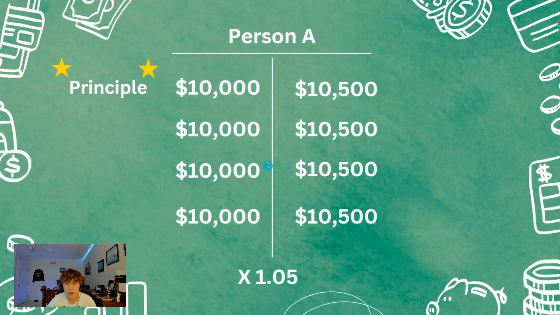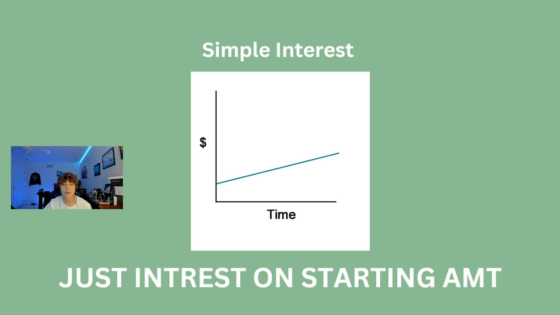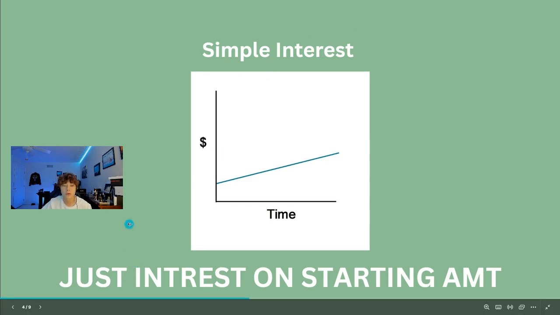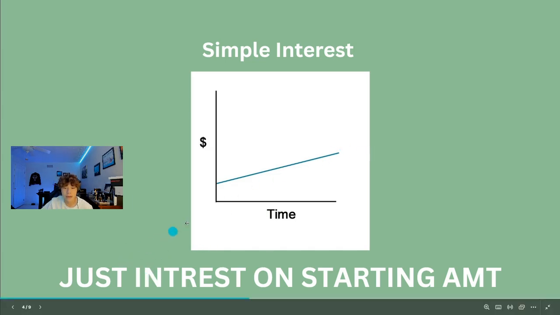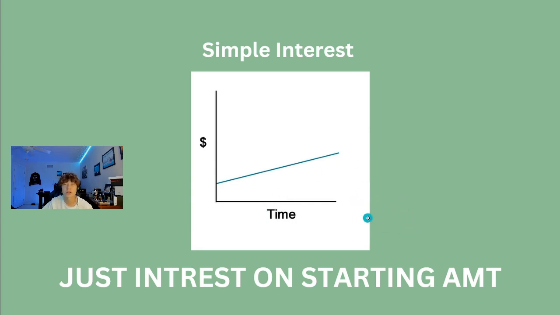It keeps on going, and person A is steadily making $500 from this $10,000 investment in a 5% savings account for the next 40 years. Person A is realizing what is called simple interest. They're realizing simple interest, which is just interest on the starting amount. So you have that principal of $10,000, right? And you are continually making interest on only that amount. You're never making interest on an amount more than that 10K.